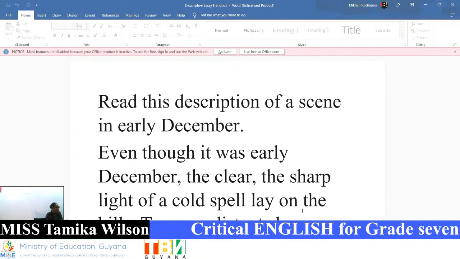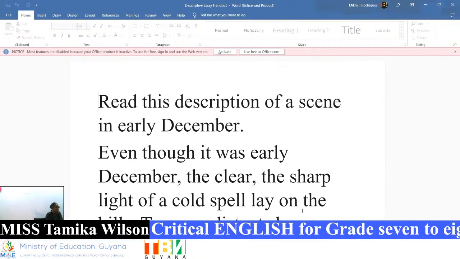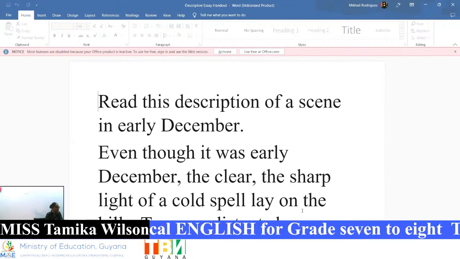Even though it was clear December, my apologies, I'll go back.